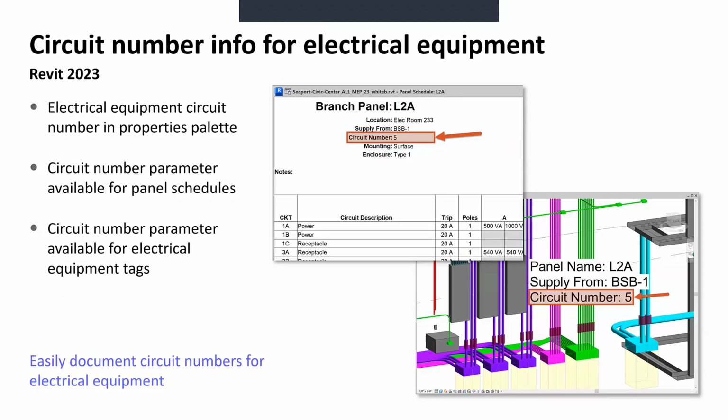This one here is about circuit number, right? So circuit number wasn't available for electrical equipment. You couldn't see it in your panel schedule. You couldn't see it in the family. You couldn't tag it. Now they've opened that up, so now you can tag it. You can include it in your panel schedule, and that information is also in the family information.